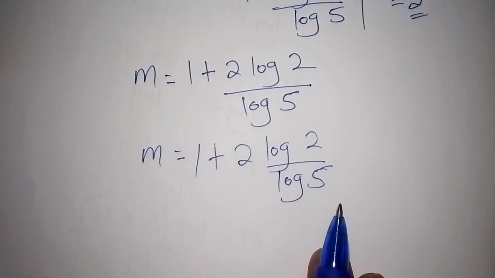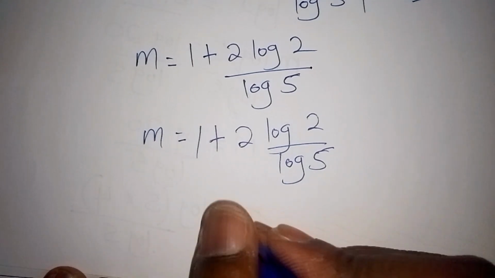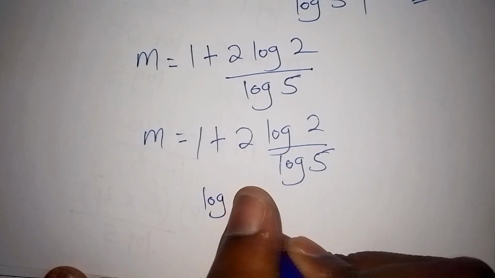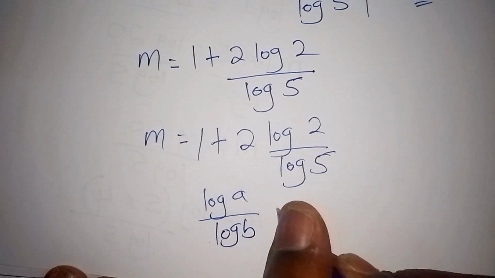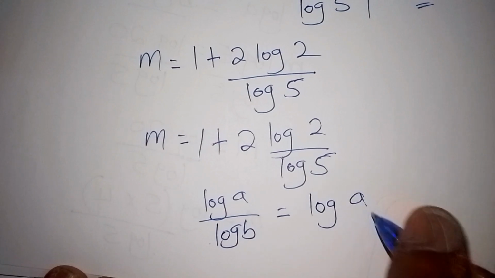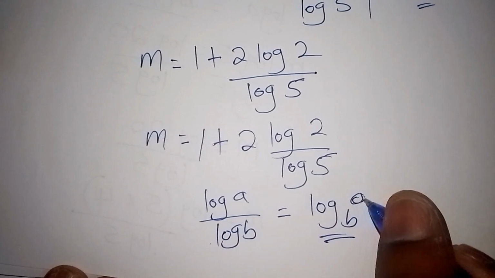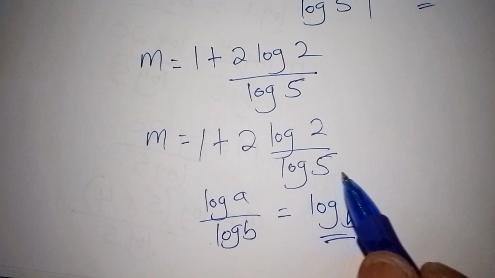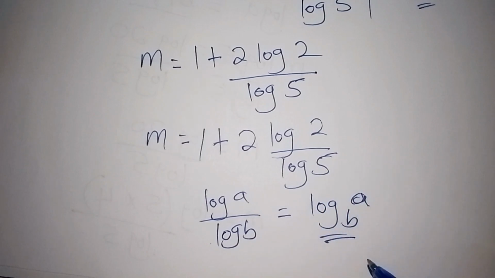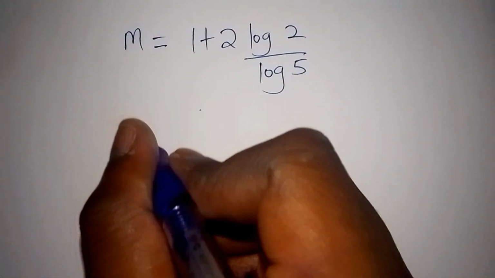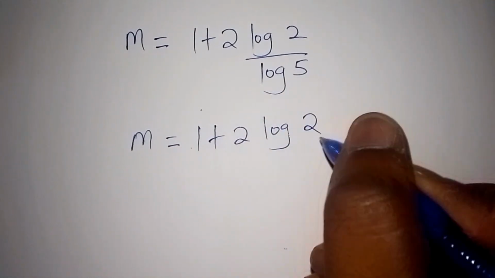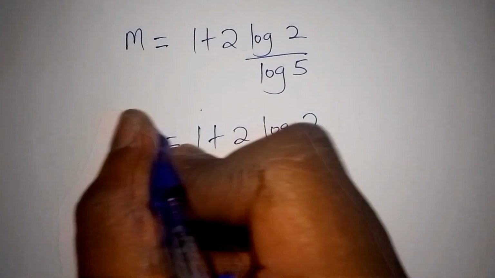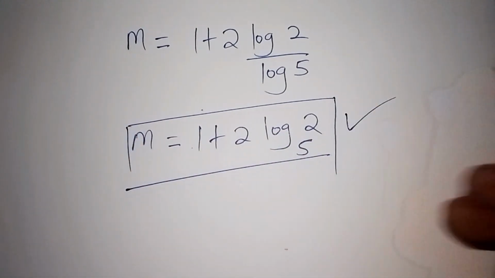Suppose we have the log of a all over the log of b. This can also be written as the log of a to the base of b. So I want us to express the log of 2 over the log of 5 in the form of the log of a to the base of b. Here our value for m is equal to 1 plus 2 times the log of 2 to the base of 5. This is now our exact value for m.